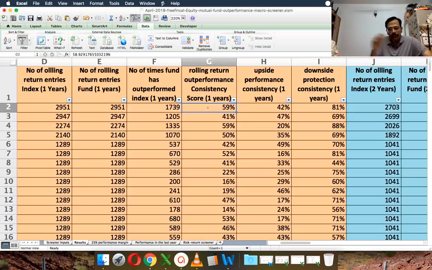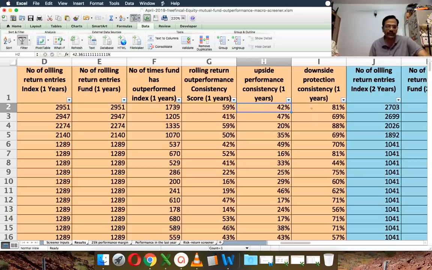Then over every possible 1 year period, we look at monthly returns and we find out when the index moved up, did the fund move up higher than the index or lower than the index? So the fund has typically moved higher than the index with 42% consistency, but don't worry about upside performance consistency too much. It's not so important.